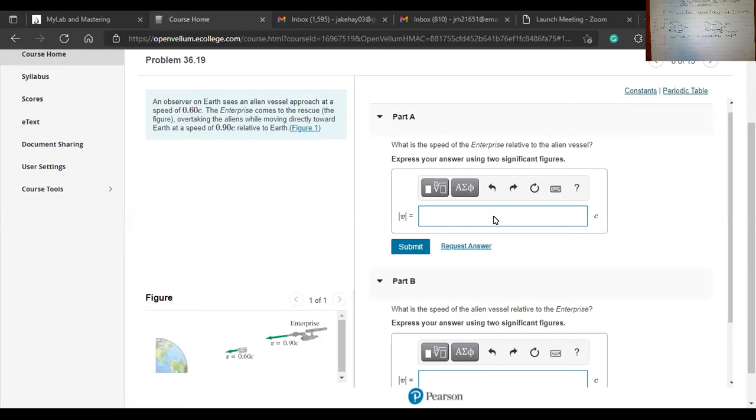An observer sees an alien vessel approach at a speed of 0.6 c. So V alien is 0.6 c. And they did do 60, so I included that. The Enterprise comes to the rescue and overtakes the aliens, moving directly toward Earth at a speed of 0.90 c. So V Enterprise is equal to 0.90 c. What is the speed of the Enterprise relative to the alien vessel? You think you know how to do this?